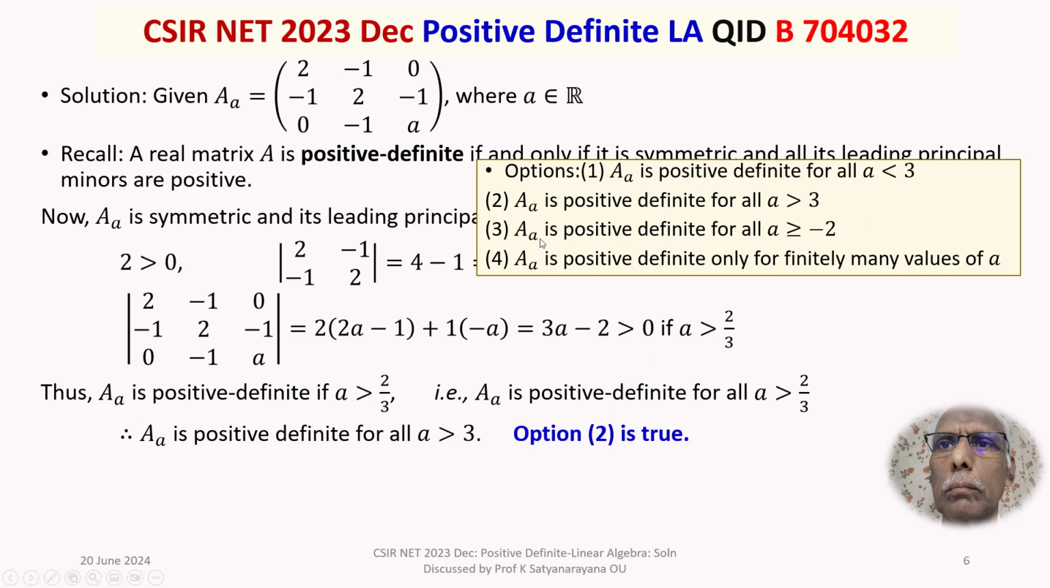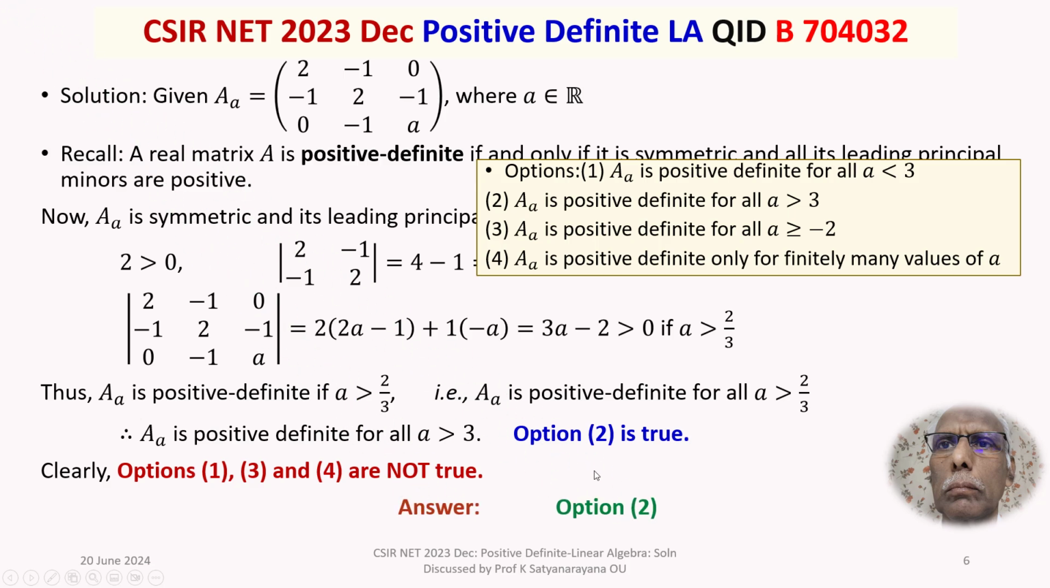Option 3, A sub A is positive definite for all A greater than or equal to minus 2. Here also you can take A equal to 0 again. 0 is greater than or equal to minus 2, and 0 is less than 2 by 3. Therefore, it's not positive definite. So, very clearly, options 1, 3 and 4 are not true. Therefore, the answer to this question is option 2.